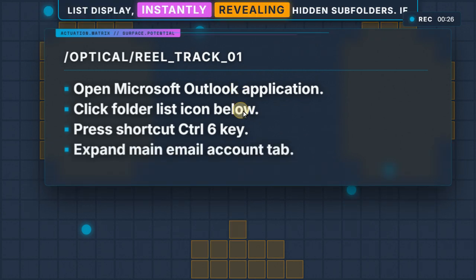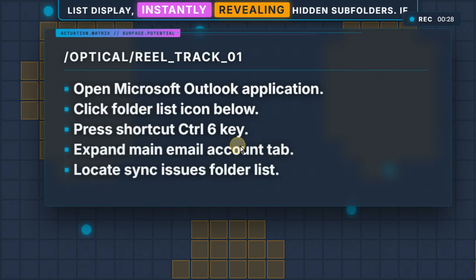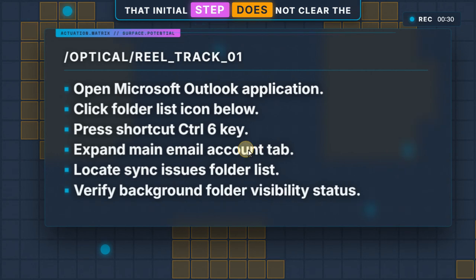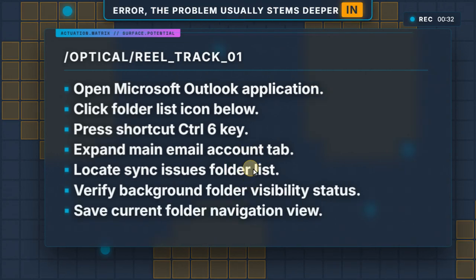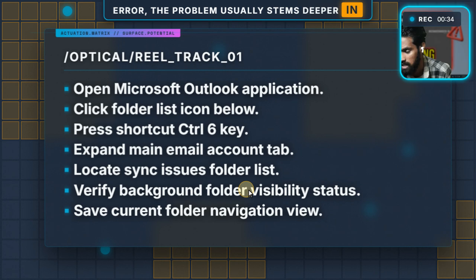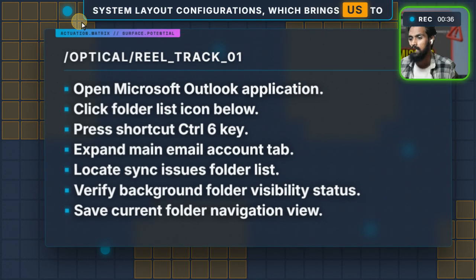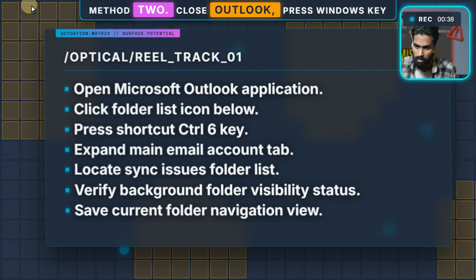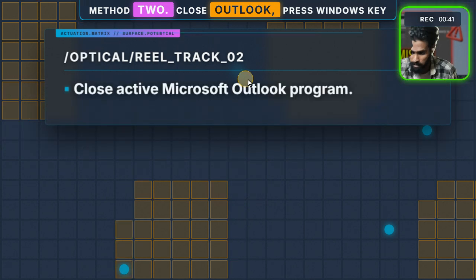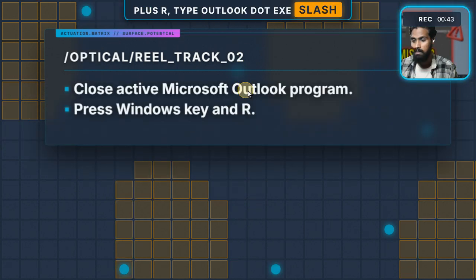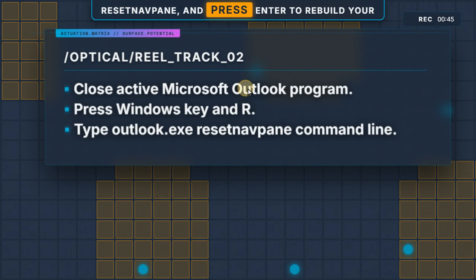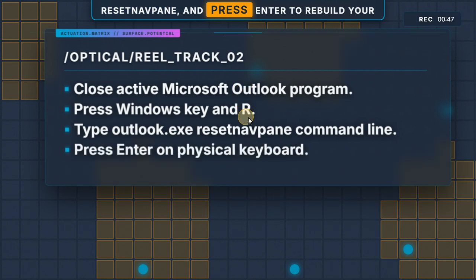revealing hidden subfolders. If that initial step does not clear the error, the problem usually stems deeper in system layout configurations, which brings us to method 2. Close Outlook, press Windows key + R, type outlook.exe /resetnavpane and press Enter to rebuild your navigation panel layout completely.